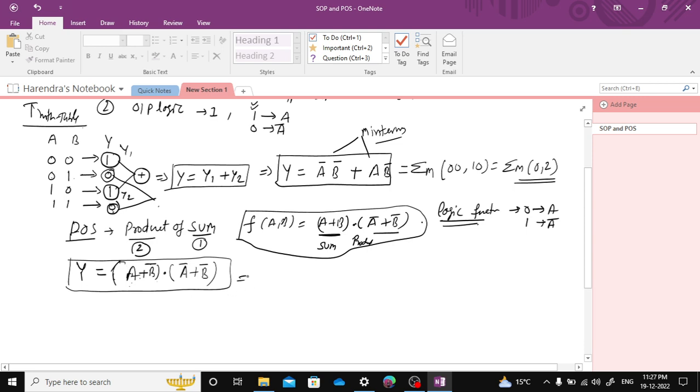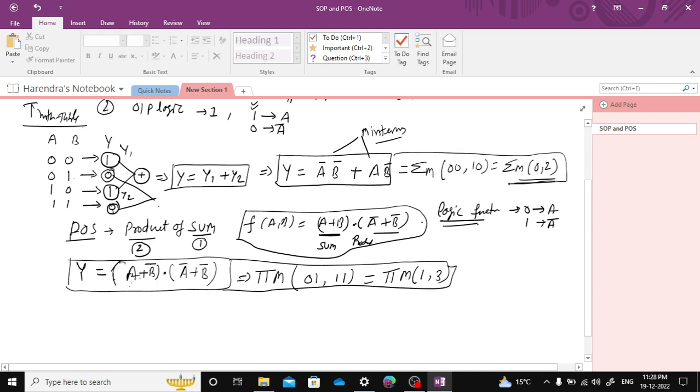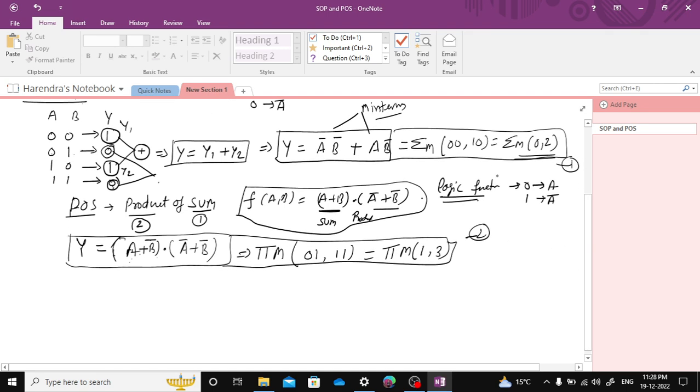And for POS you have to again write down like this: pi m. So for POS it is pi m and for SOP it is summation m. So pi m is a and a complement, so its value is 0 comma 1, and it is 1 1, and converted into pi m, that is 1 comma 3. So this is your final pi m, and that is the POS form, and this is your summation m, that is SOP form. So if we deeply observe equation 1 and equation 2, they are reciprocal to each other or complement to each other.